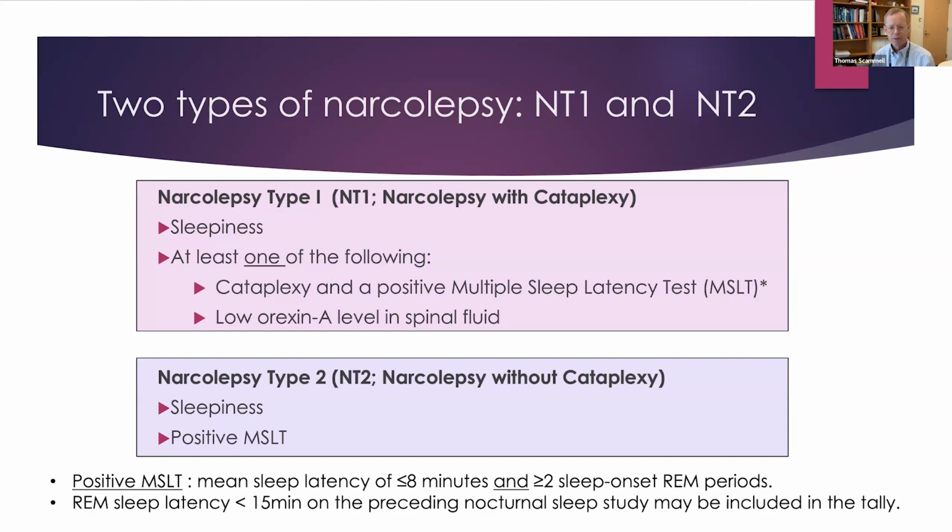Narcolepsy type 2 used to be called narcolepsy without cataplexy, and that's a perfectly fine name still, or you can just call it NT2. These folks also have sleepiness, and they have a positive MSLT. As I'll show you later, there's not much role for testing spinal fluid for orexin in this, because the orexin levels are generally normal. So this diagnosis of narcolepsy type 2 is very contingent upon the multiple sleep latency test, and that has its pluses and minuses, as we'll discuss.